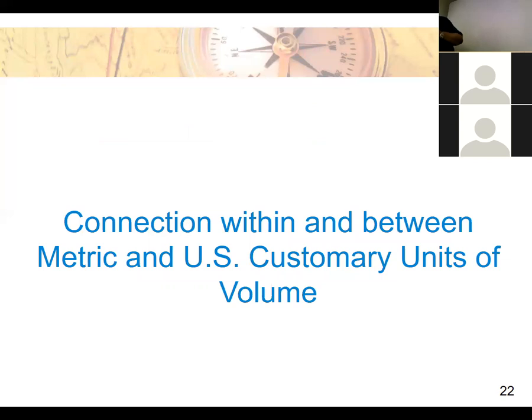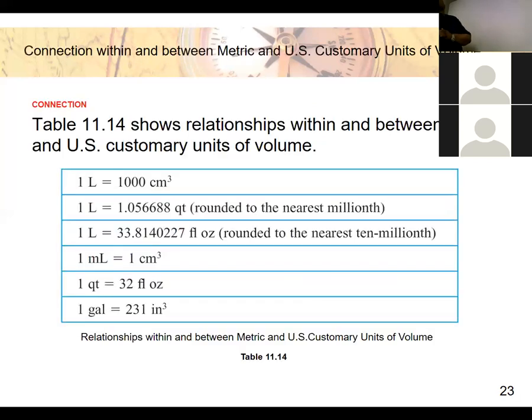Now, how they're connected within and between the metric and the customary units of volume. Here's the next slide. Here's that relationship. Of course, 1 liter is 1,000 cubic centimeters. Also, 1 liter, if you relate that to quarts, rounded to the nearest millionth, is this number, 1.056688.